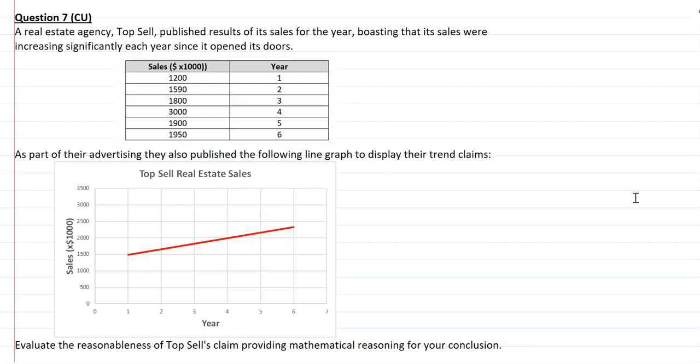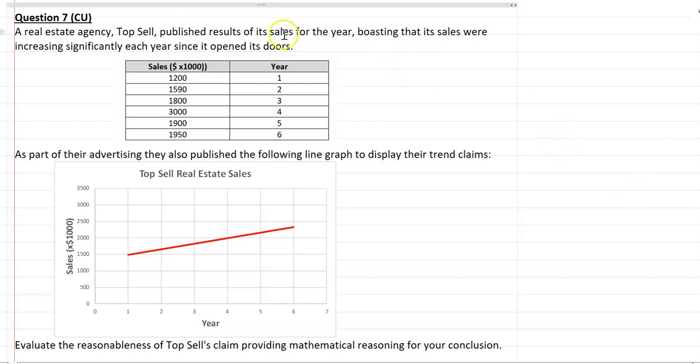Question 7 I made into a complex unfamiliar type question. So we've got a real estate agency, Topsell, publishing results of its sales for the year, boasting that its sales were increasing significantly each year since it opened its doors. You've been given the raw data here, and as part of the advertising, they also published the following line graph to display their trend claims. You have to evaluate the reasonableness of Topsell's claim and give mathematical reasoning for your conclusion.